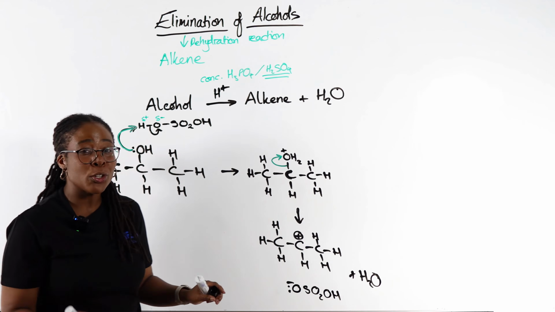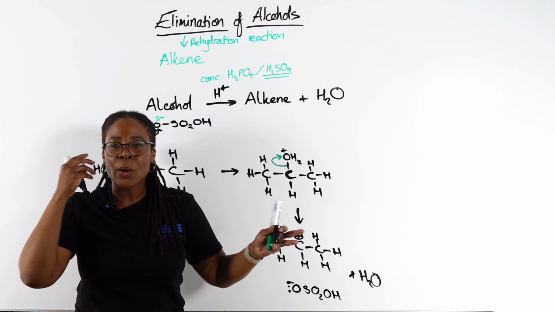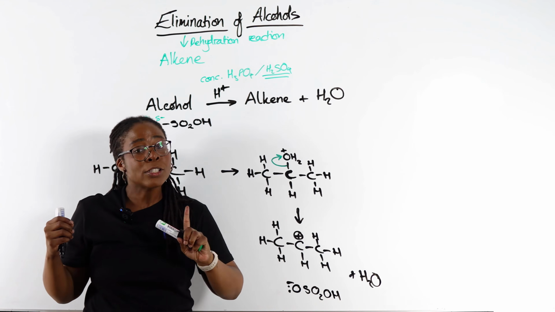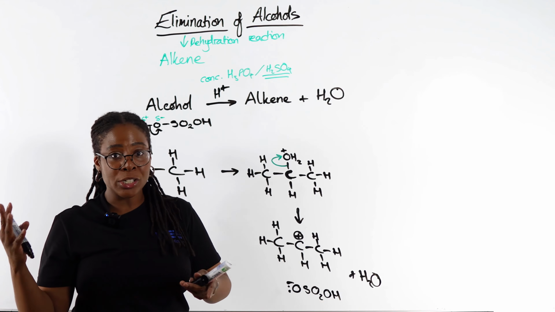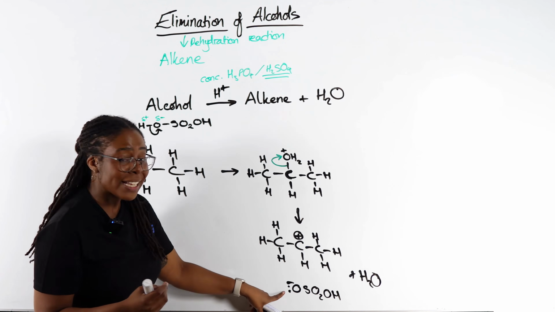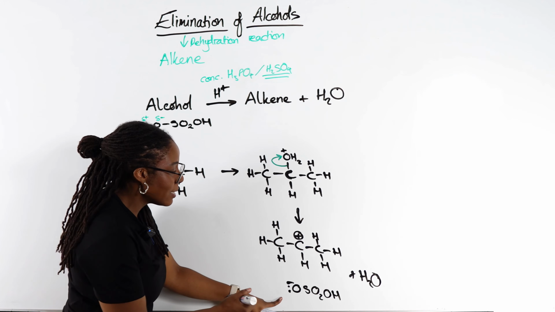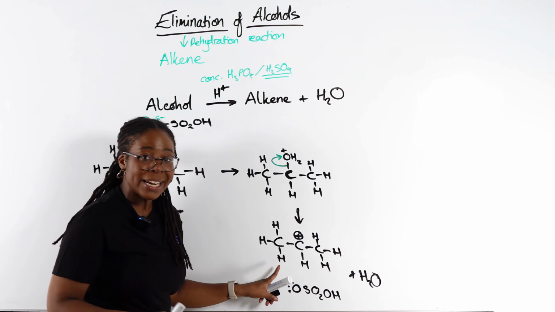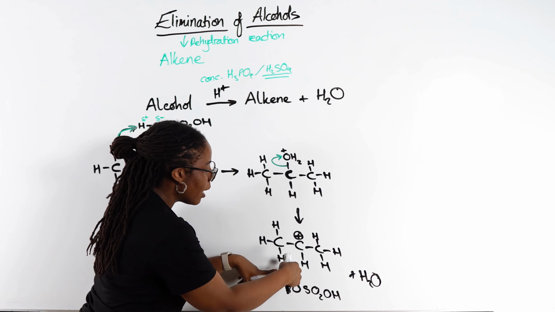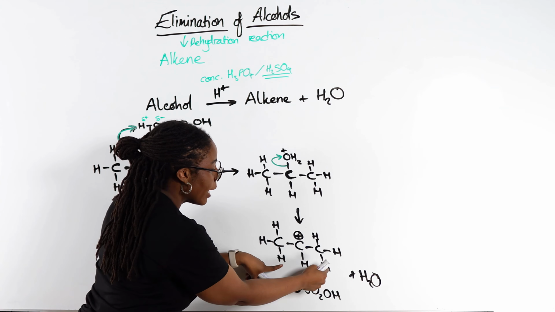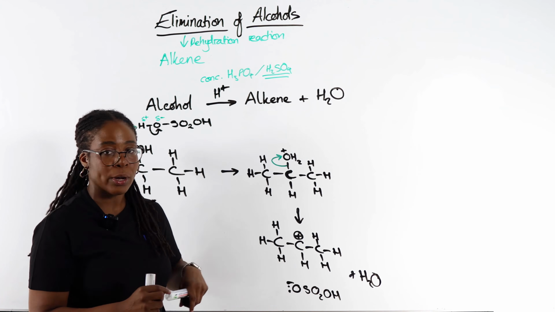So what can that do? Very similar. This is where we have to start linking our ideas. Very similar to our elimination of halogenoalkanes mechanism. This is essentially going to act now as a base, and it's going to accept an H plus from an H on either adjacent carbon to that carbocation.